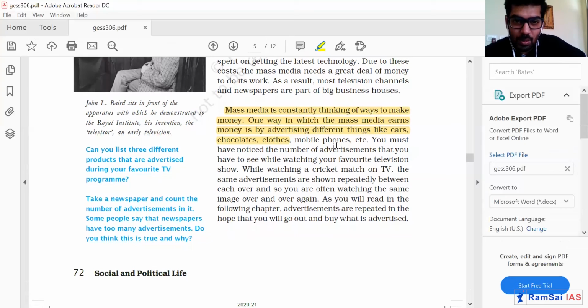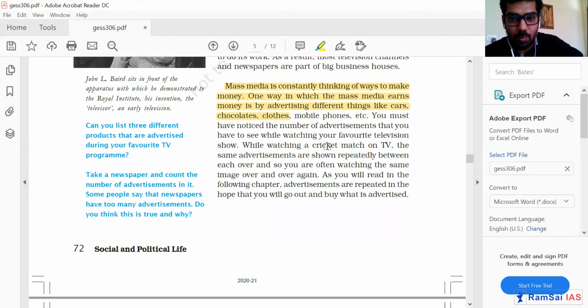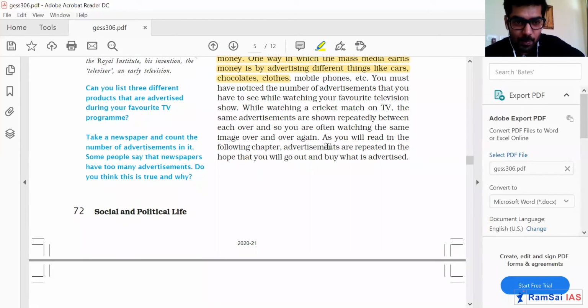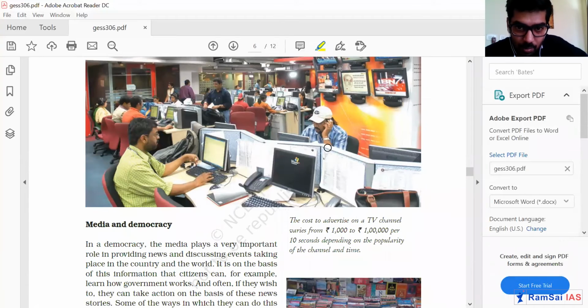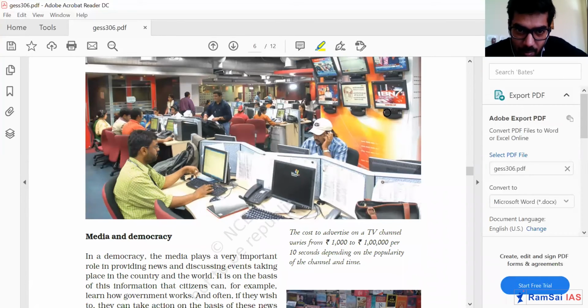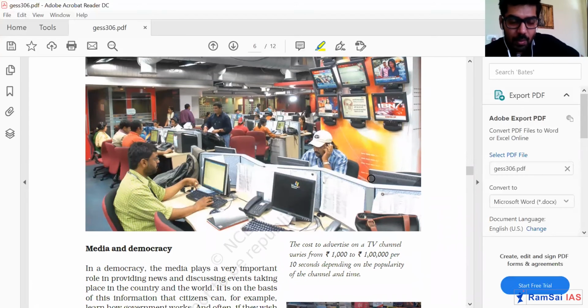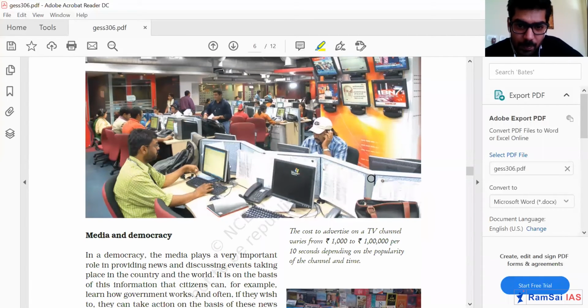So mass media is constantly thinking of ways to make money, and one way in which mass media earns money is by advertising different things like cars, chocolates, clothes, mobiles, whatever be the product or service. And you see, this is a typical news office. This is IBN 7, or no, that's being flashed here. Maybe some news channel here in Delhi or NCR.